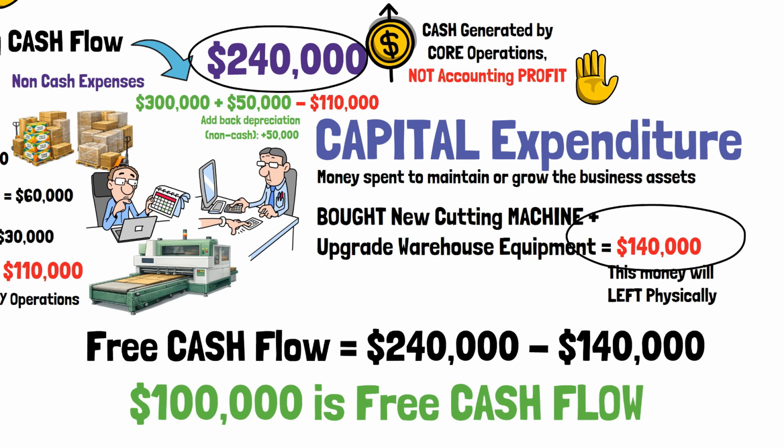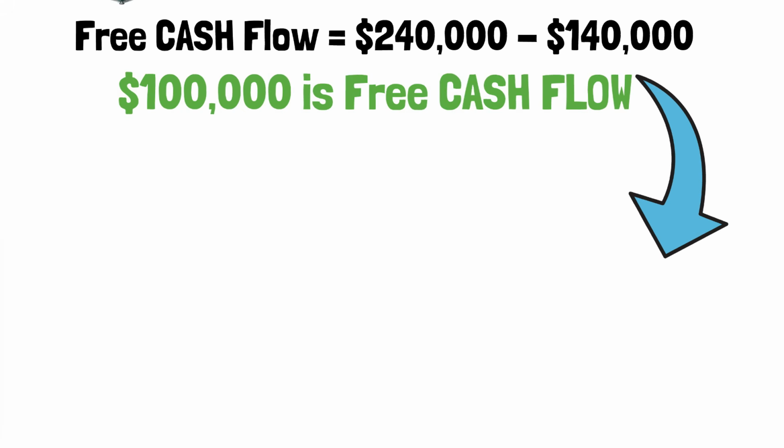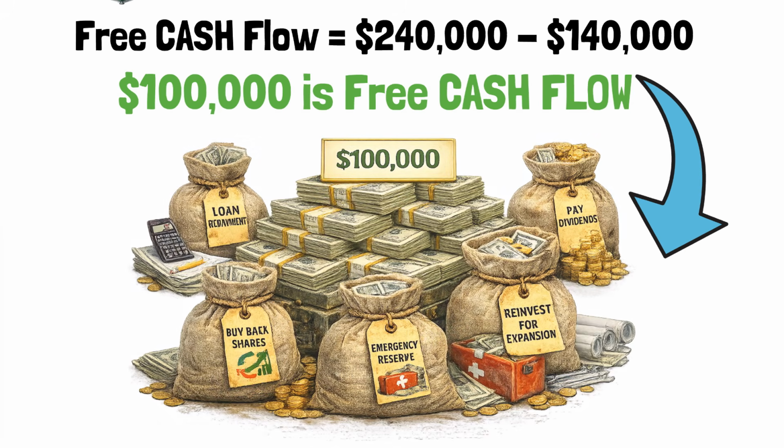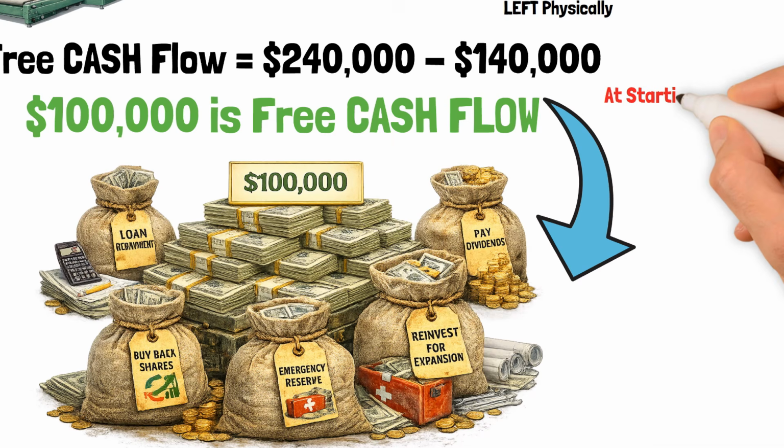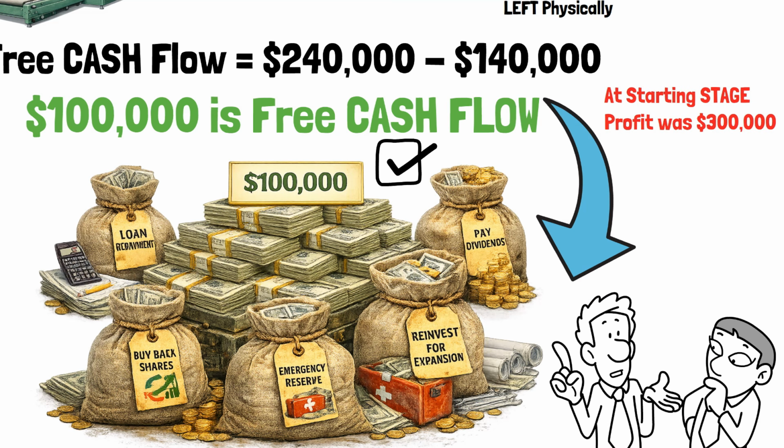This is the cash the business truly controls after running operations and maintaining assets. This money can be used to repay loans, pay dividends, buy back shares, build emergency reserves, or reinvest for expansion. Even though the profit was $300,000, the real flexible cash is only $100,000. This gap surprises many beginners.